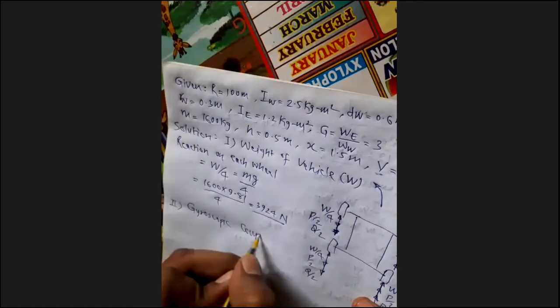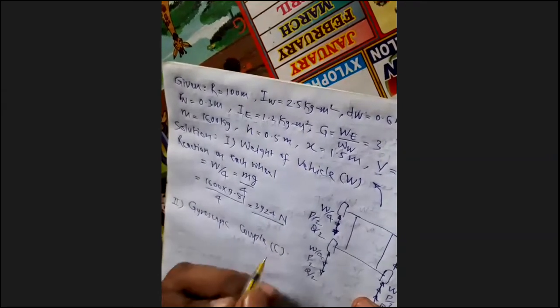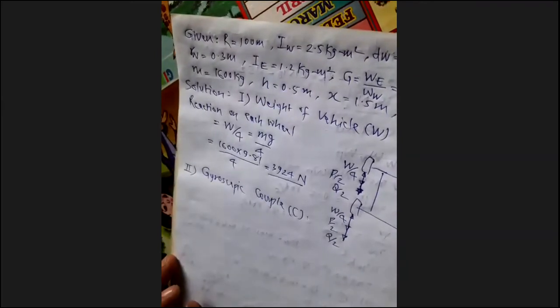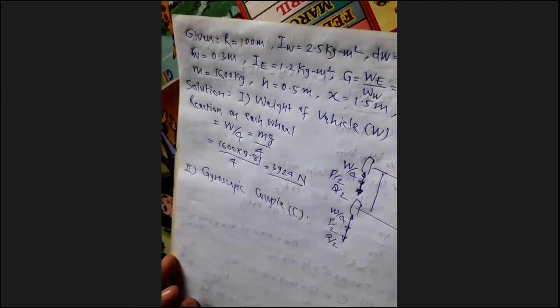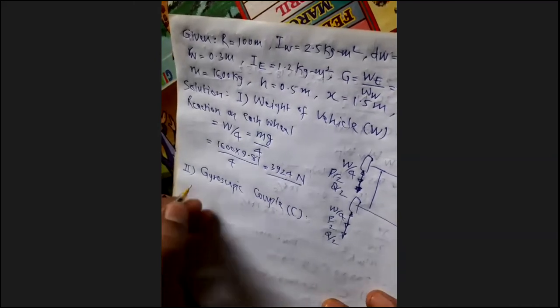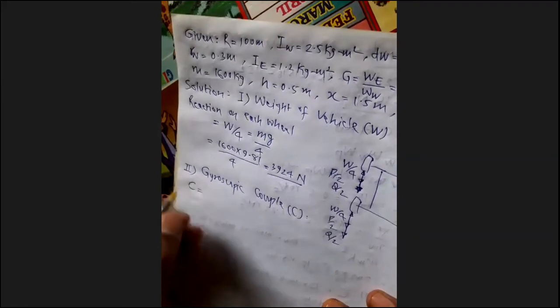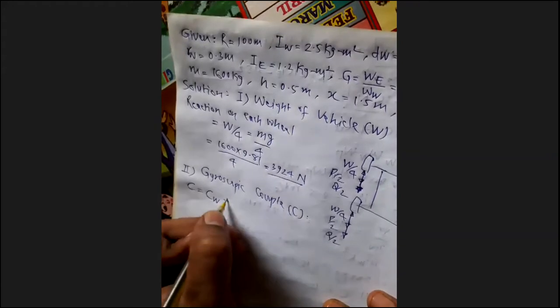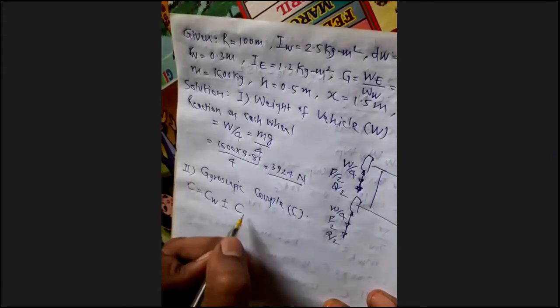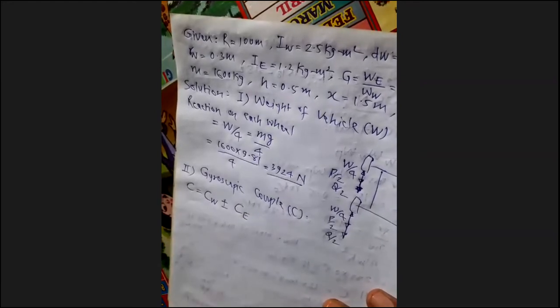Now in the second case, we have to consider gyroscopic couple P. Now there are two rotating parts in the automobile. One is rotating wheel, the other is rotating parts of engine. Therefore, total gyroscopic couple, as we have seen in derivation, will be equal to sum of gyroscopic couple due to rotating wheel plus minus gyroscopic couple due to rotating parts of engine.